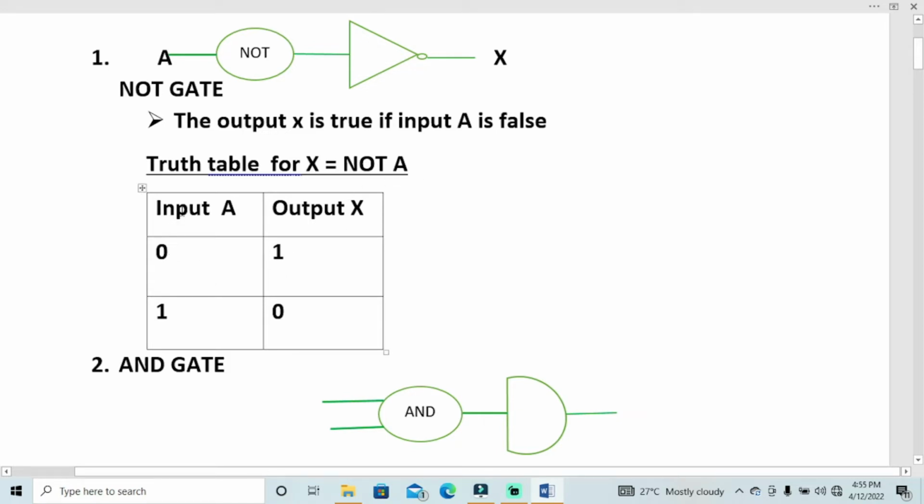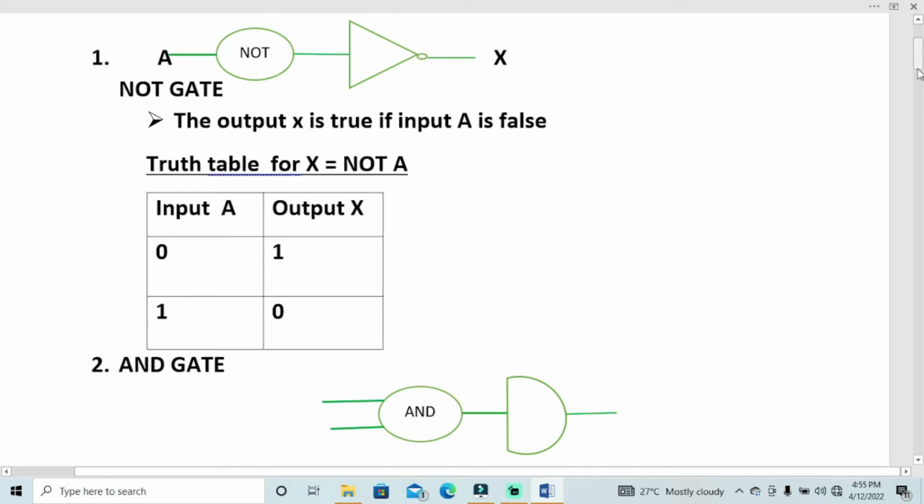So if input A is 0, which means input A is false, then the output X is true, which means output X is 1. But if input A is 1, which means input A is true, then the output X is false, which means it's 0. So that's the first gate, the NOT gate.